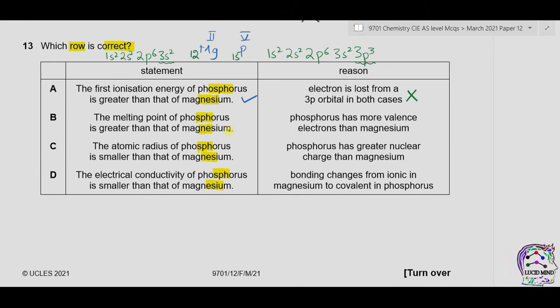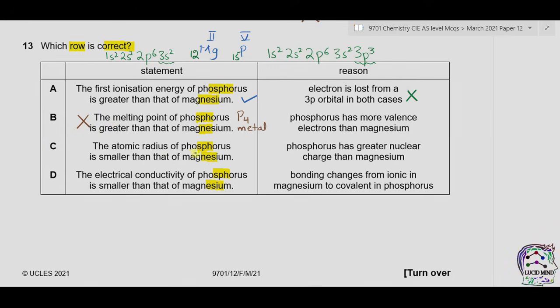Now magnesium is in group 2 and it is a metal, while phosphorus is in group 5 and it is a non-metal. Phosphorus exists in the form of a molecule of 4 atoms which is P4, so it is simple molecular. The melting point of phosphorus will be lower than that of magnesium because in magnesium metallic bond is present. So B is incorrect.